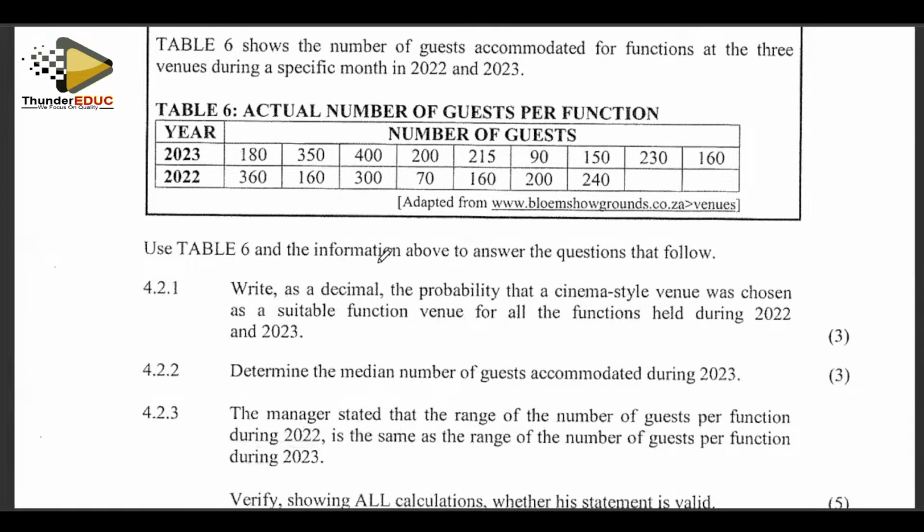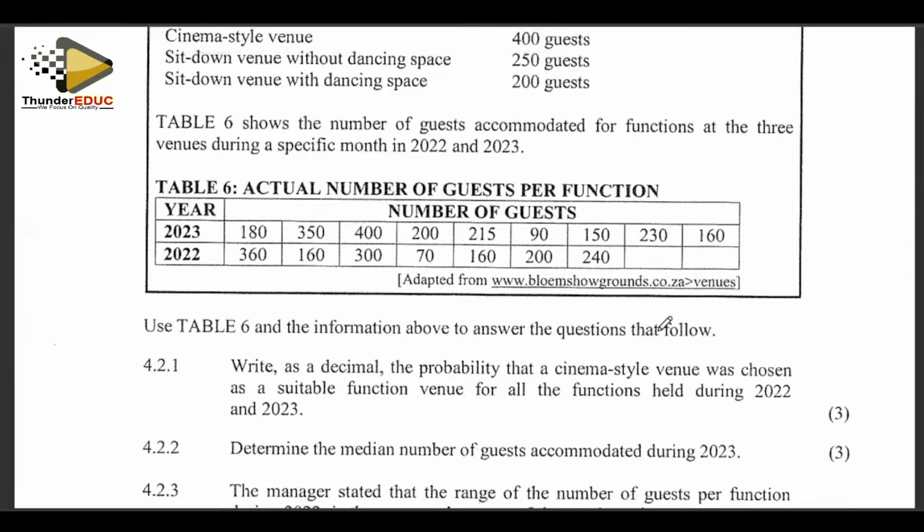Write down as a decimal the probability that the cinema style venue was chosen as a suitable function venue for all the functions held during 2022. Probability. Now, there are only 3. Out of the 3, we only have cinema as 1. So we shall say, they said as a decimal. So 1 out of 3. And the answer becomes a decimal. This is what we are looking at.